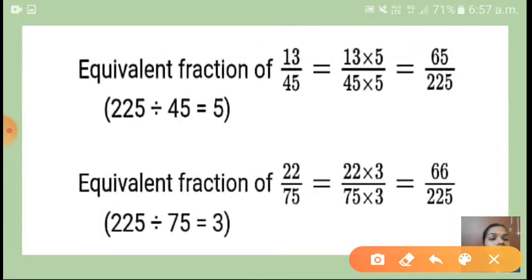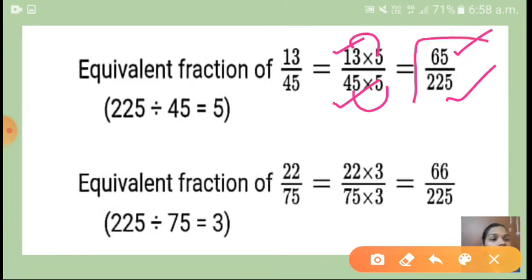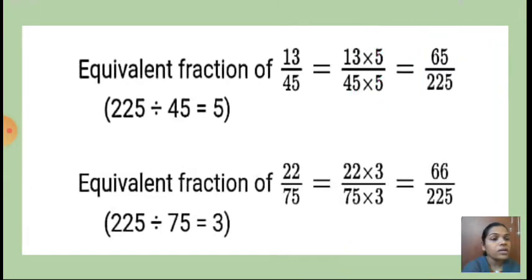So 13 upon 45 into 5. See here, 13 into 5 upon 45 into 5. So 13 into 5, what is your answer? 65. 45 into 5, that is 225. Okay. And the next fraction is what? So 65 upon 225. That is one of the equivalent fractions of 13 upon 45. Okay. Next fraction is what?